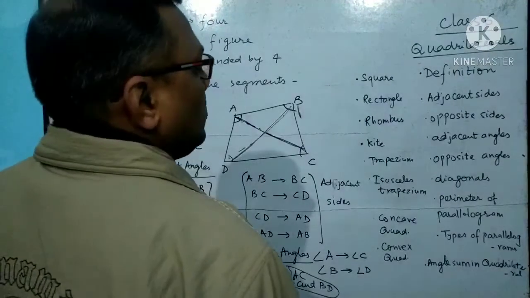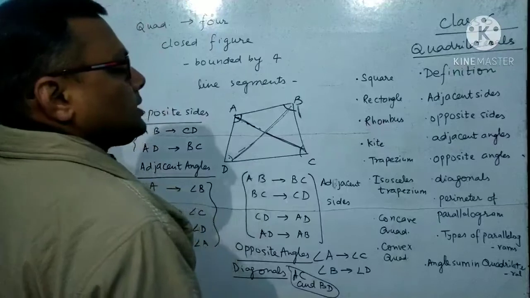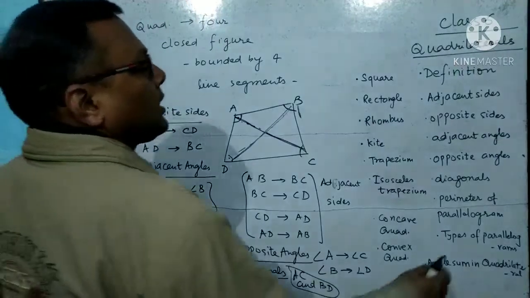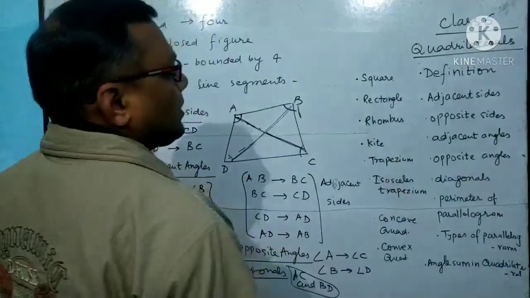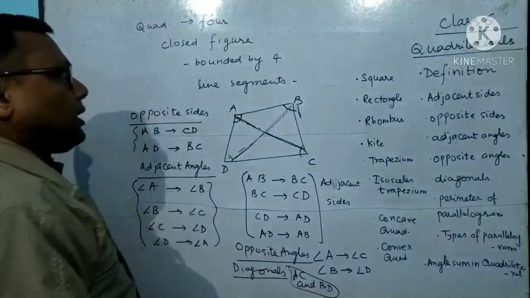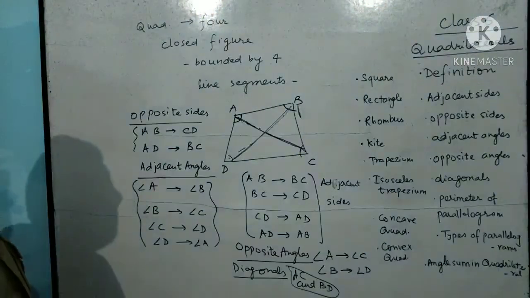Now we come to the special types of quadrilaterals like parallelogram, square, rectangle, rhombus, kite, and trapezium one by one. You please note it down. Then I take them one by one.